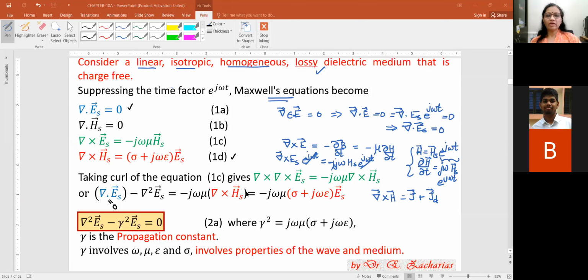Okay, so this is what we are doing. Once we do this, look at the left-hand side and the right-hand side. It has got only Es on the left-hand side and on the right-hand side. So now what we are going to do is rewrite this equation, or multiply the left-hand side and right-hand side by -1. So you are getting del square Es, and bring this term from the right-hand side to the left-hand side. I will do it and show you.